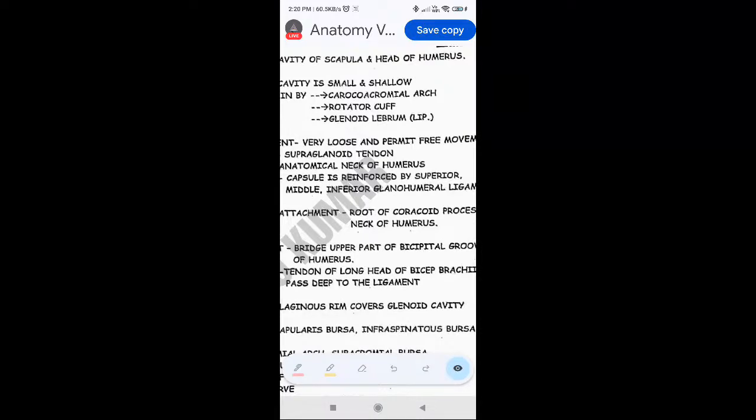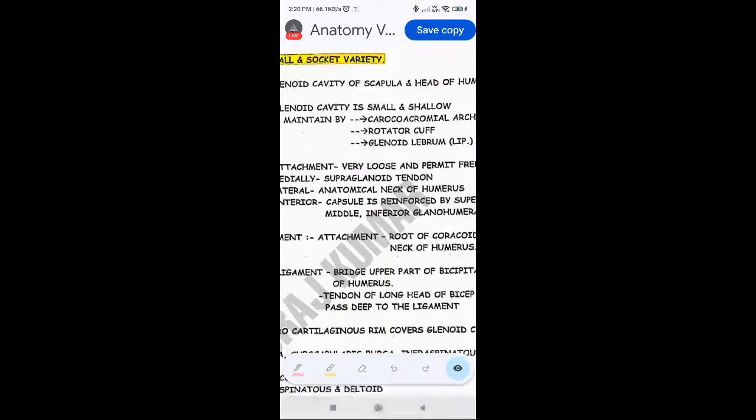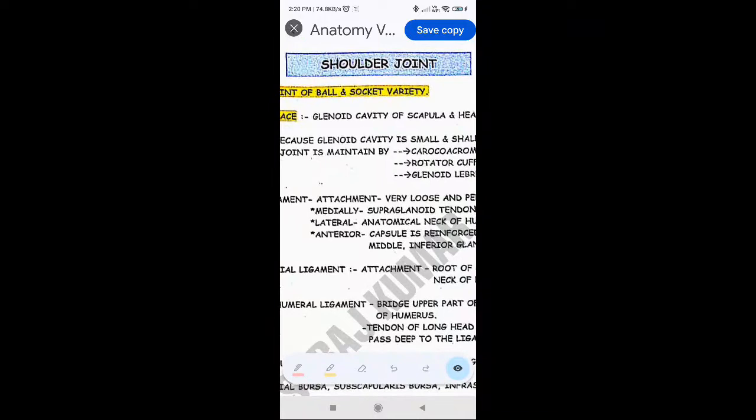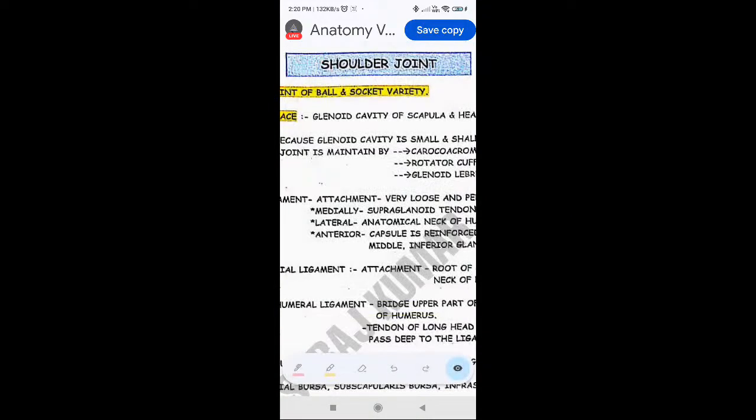So let's talk about the capsular ligament. Again, let's revise. The capsular ligament is a fibrous layer of the joint capsule. It surrounds the glenohumeral joint.